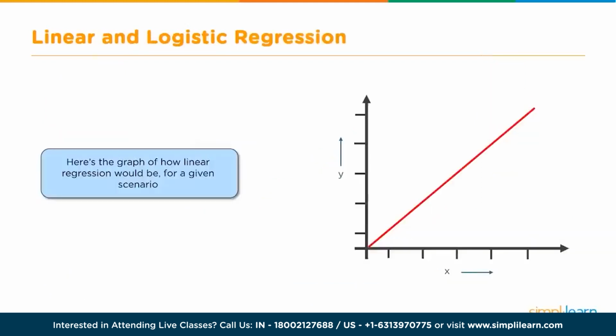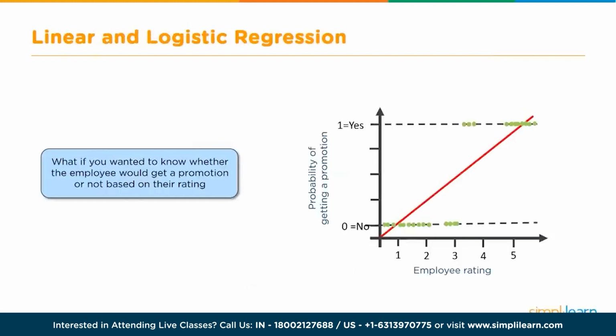So let's say, just to extend on this scenario, we now want to find out whether this employee is going to get a promotion or not. That is a discrete problem, right? A yes or no kind of problem. In this case, we actually cannot use linear regression, even though we may have labeled data. So this is the labeled data. Based on the employee rating, these are the ratings for which people did not get promotion. That is a no. And this is the rating for which people got promotion.